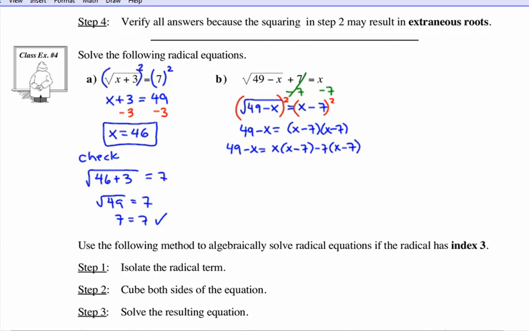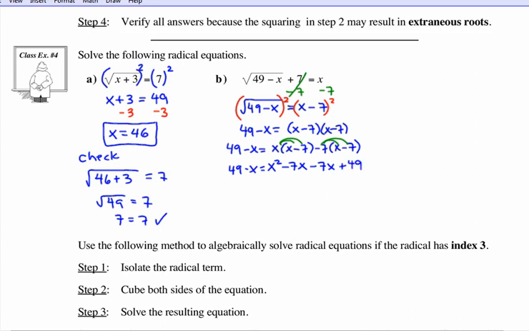So 49 minus x, we still have over here. On this side, we'll have x squared, so we're using the distributive law here, distributing the x and the negative 7 in. So x times negative 7 is negative 7x. Negative 7 times x, negative 7x. And negative 7 times negative 7 is a positive 49.